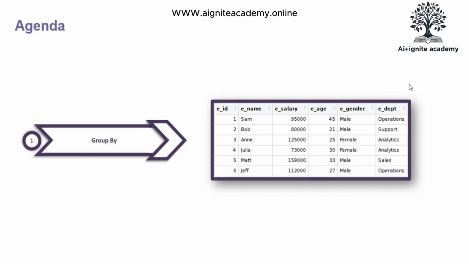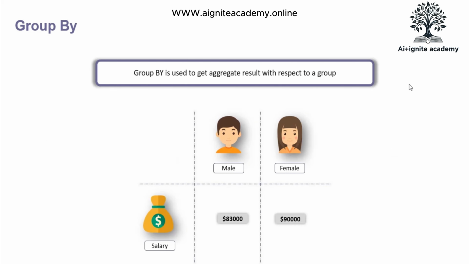In this session, we'll be working with a group by statement. The group by statement is used to get aggregate result with respect to a group. For example, let's say we wanted to find out the average salary with respect to gender. That is, average salary of male employees separately and average salary of female employees separately. This is where we can use group by to divide the data into two groups, male and female, and find out the average salary of each group separately.